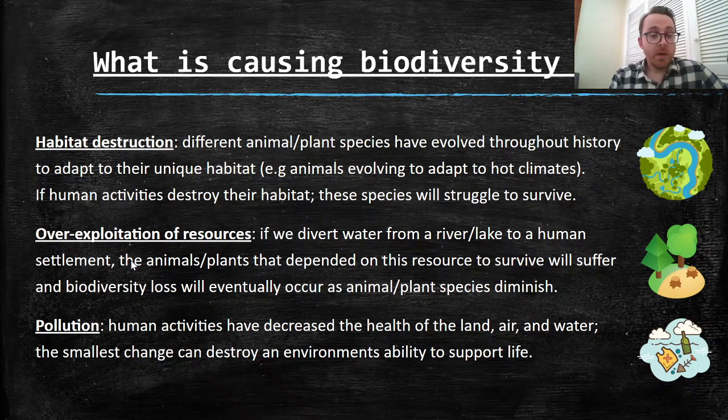Pollution. Human activities have decreased the health of the land, air, and water. The smallest change can destroy an environment's ability to support life. Environment is very fragile. As you guys saw when we looked into climate change, even a very, very small change in the temperature or the air quality or the water quality in a region can make it uninhabitable, I should say, to animal and plant life. So it's impossible to support life, which is why human activities such as pollution have impacted biodiversity.